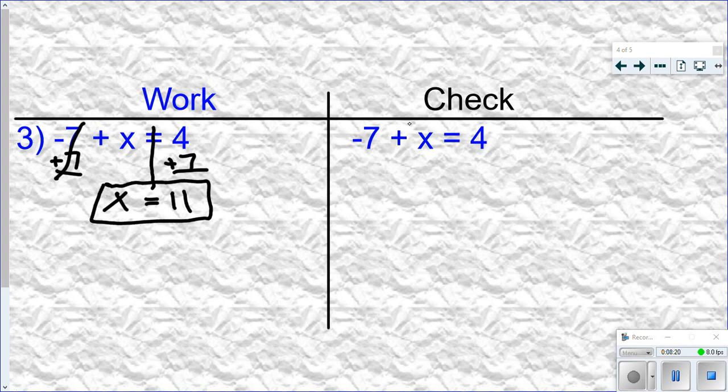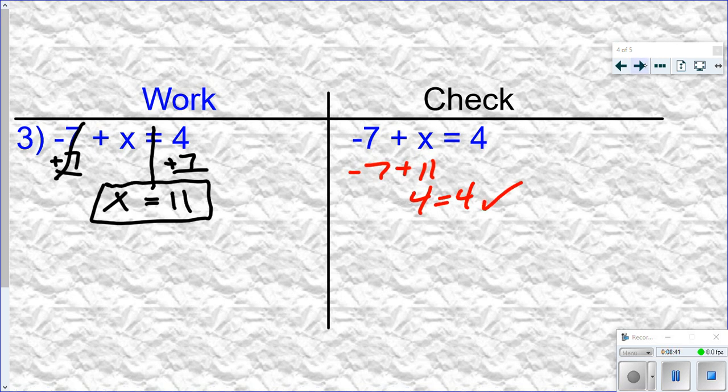So now I'm going to check. I'm going to see, is negative 7 plus 11 equal to 4? If it is, then I know I got the right answer. So let's plug it in and see. You can take your calculator and do negative 7 plus 11, and hopefully you get 4. And so that tells you you got the correct answer.